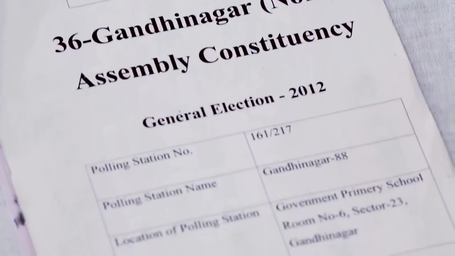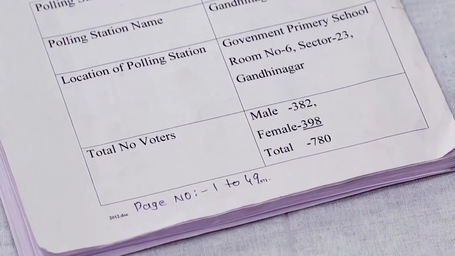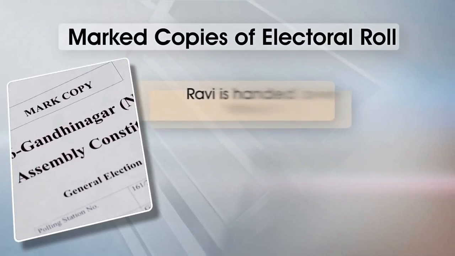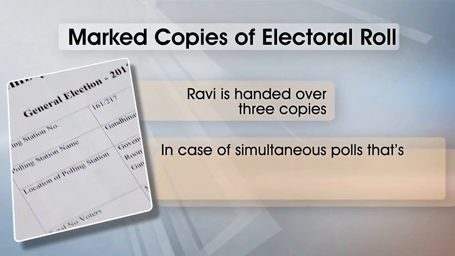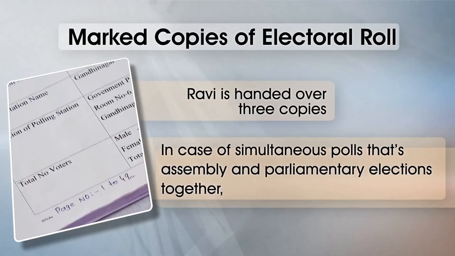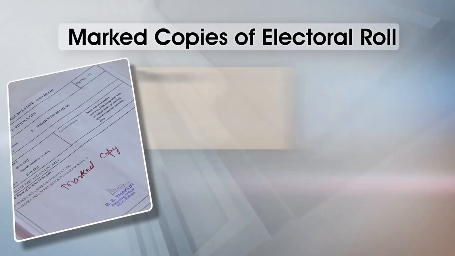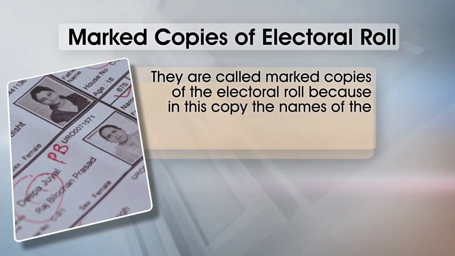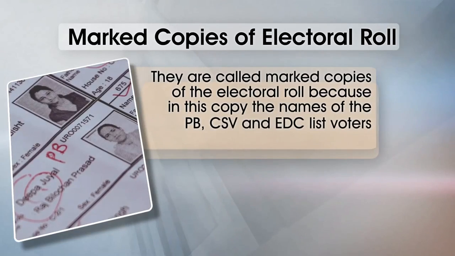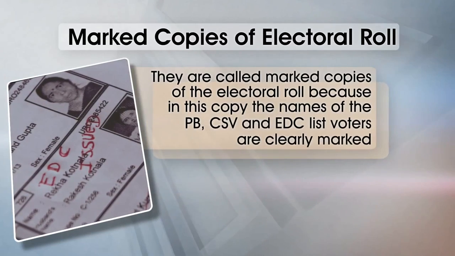The marked copy of the electoral roll is the most important polling document for a PRO and his team. Ravi is handed over 3 copies. In case of simultaneous polls, that's assembly and parliamentary elections together, this will be 5 copies. They are called marked copies of the electoral roll because in this copy, the names of the PB, CSV and EDC list voters are clearly marked.